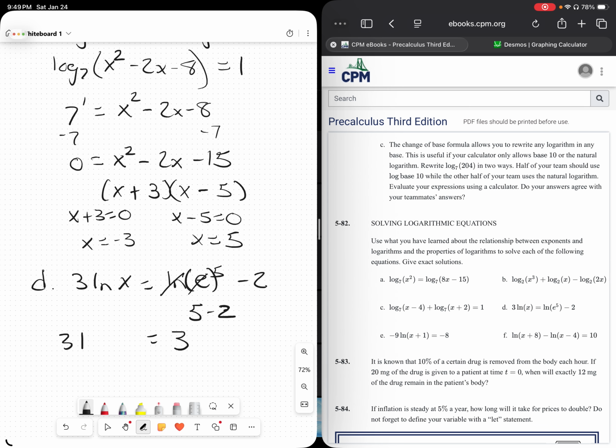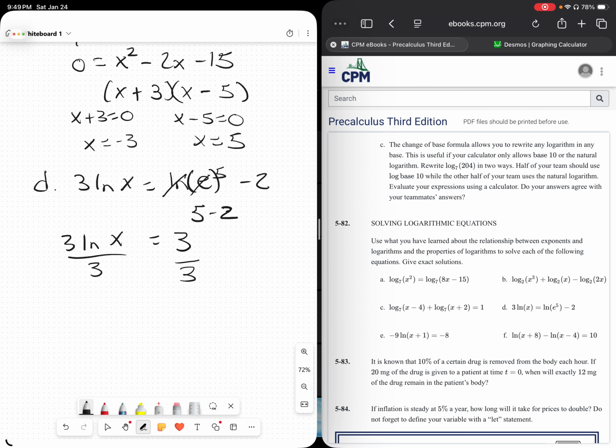And you're going to have 3 natural log of x. I would divide by 3 and say the natural log of x equals 1. Now, again, hopefully you would know this one. You might not. So if you don't, just change it to exponential. What's the base, right? It's e. e to the first equals x. So x is equal to e here.